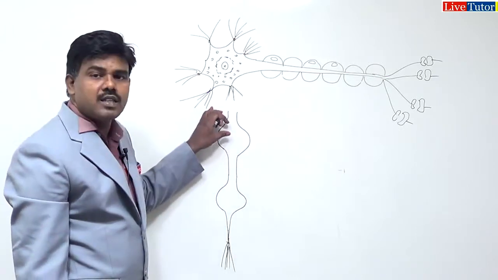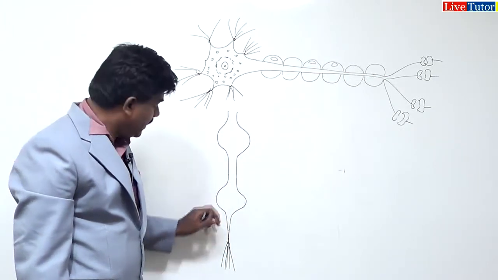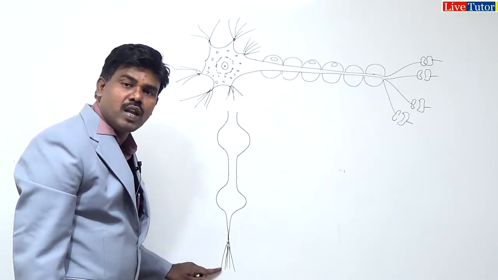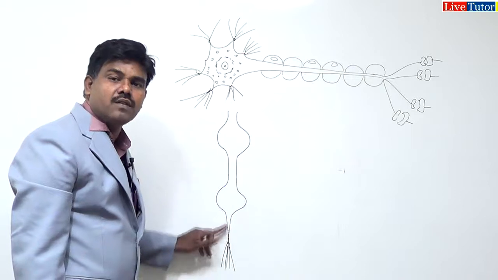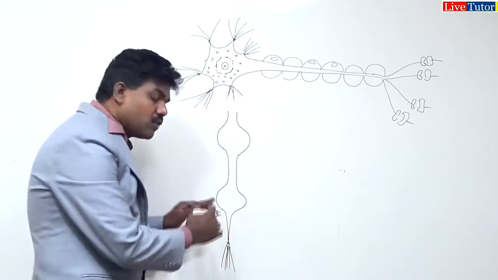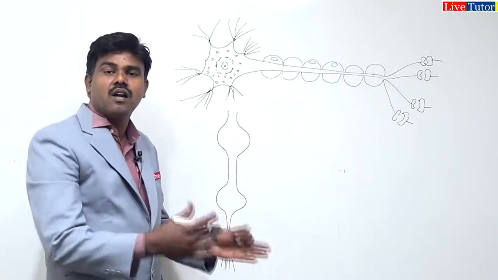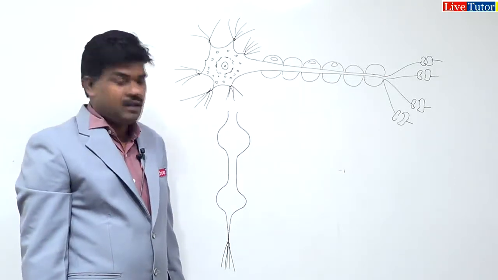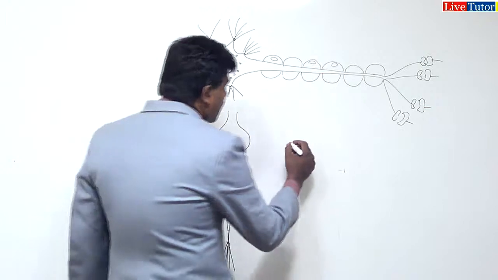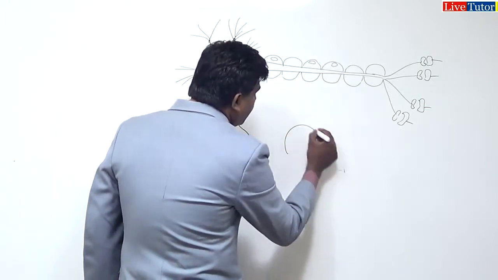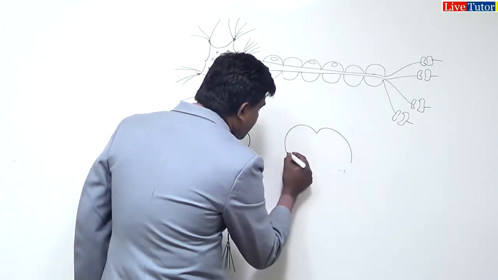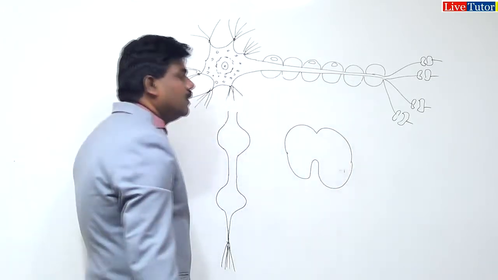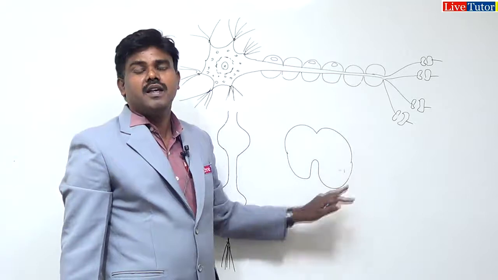So, cervical enlargement and lumbar enlargement, then the conus medullaris. After the conus medullaris, it is in the form of only nerve fibers. It is also called the filum terminale. It looks like a horse tail, also called cauda equina. So this is the structure of the spinal cord. Now the cross section of the spinal cord: there are two regions, the posterior region and the anterior region.